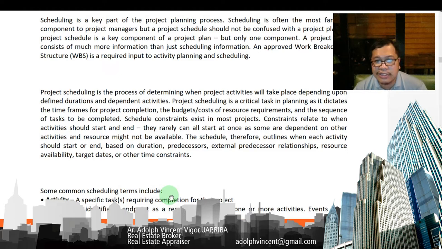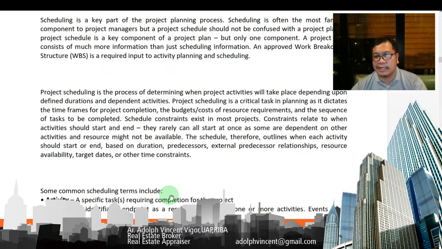So schedule constraints exist in most projects. Constraints relate to when activities should start and end. They rarely can all start at once, as some are dependent on other activities and resources might not be available. So the schedule therefore outlines when each activity should start or end based on duration, predecessors, external predecessor relationships, resource availability, target dates, or other time constraints.